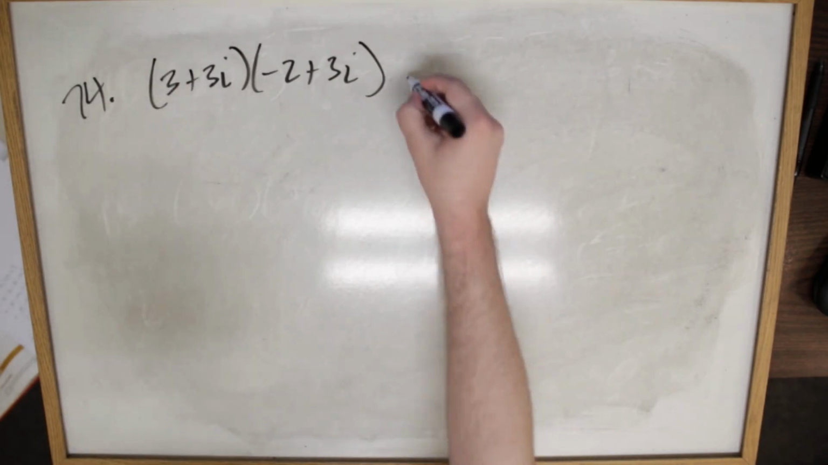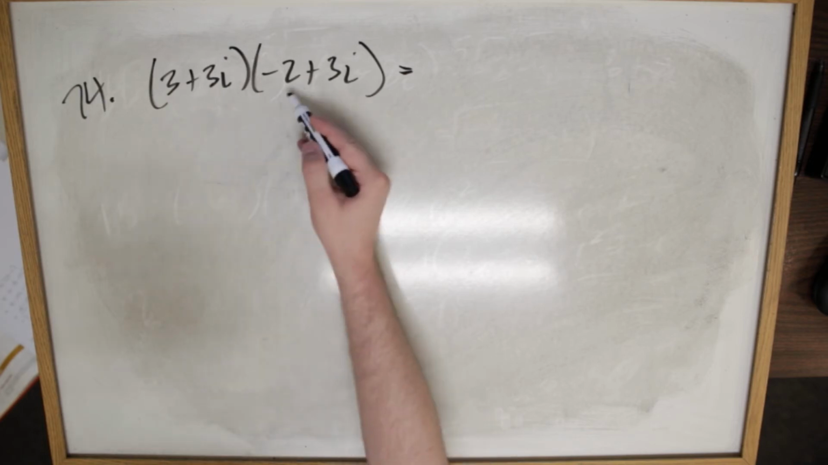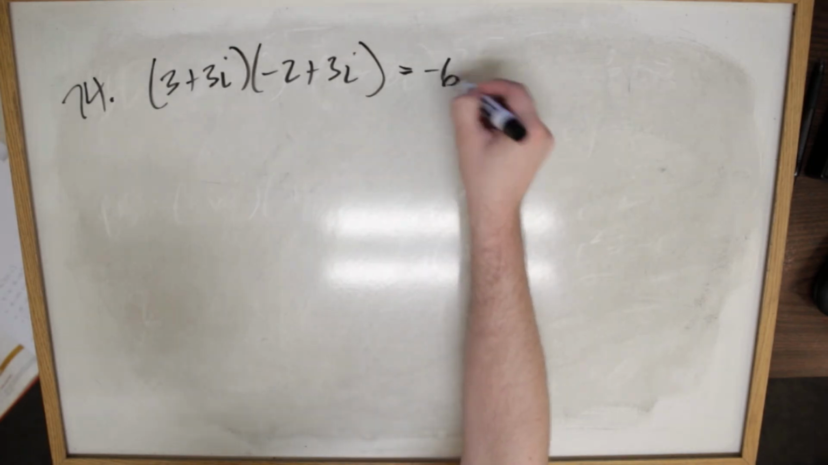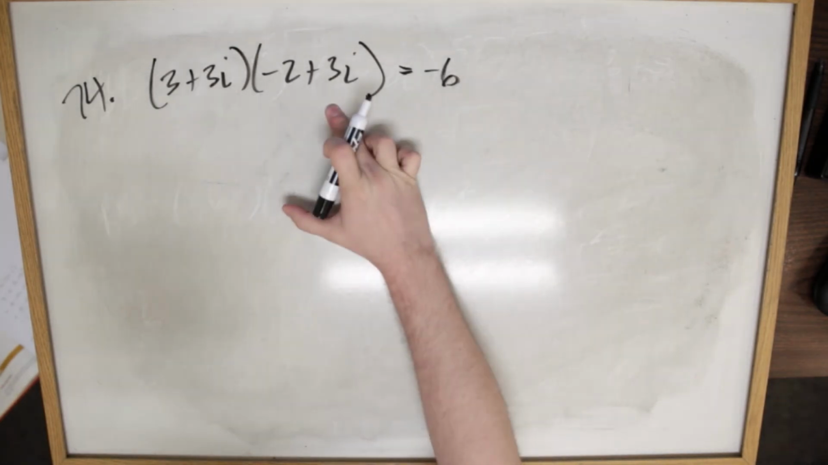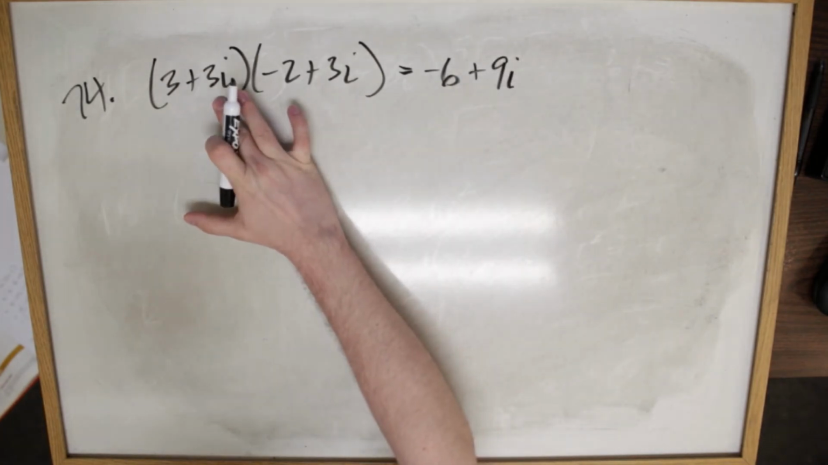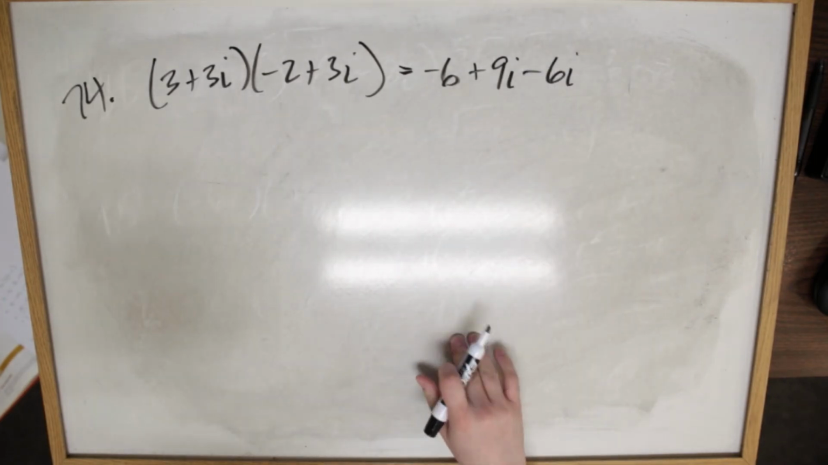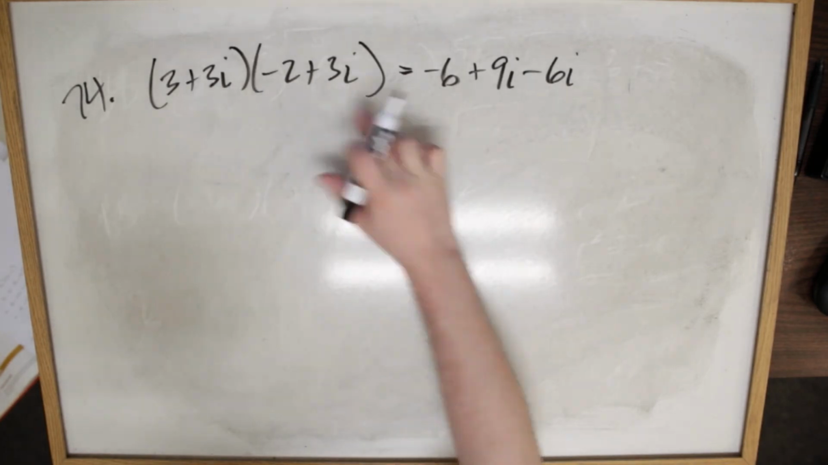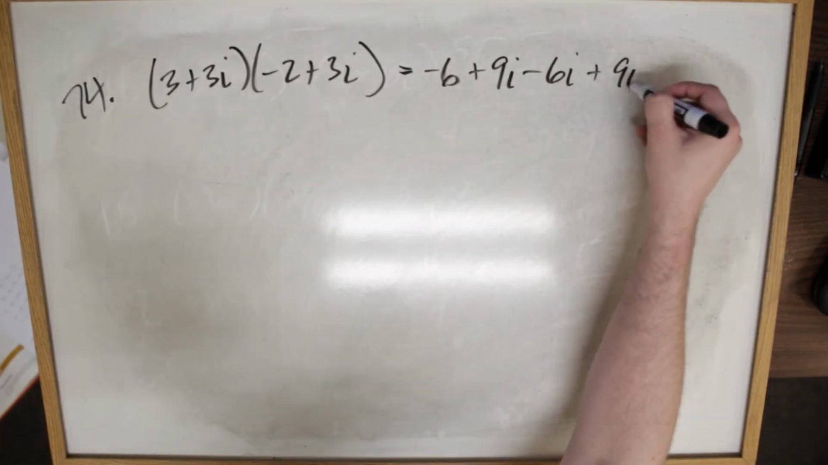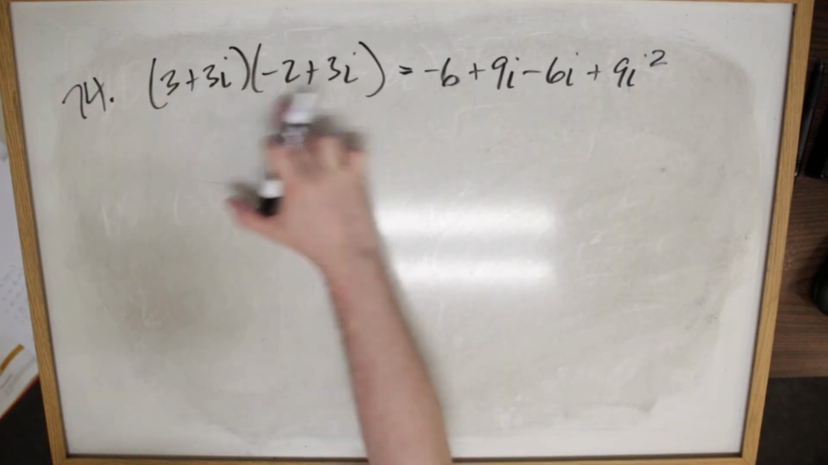So here, we're going to FOIL just like we would with normal factors when multiplying them out. The first, 3 times minus 2, is going to be minus 6. Outside, 3 times 3i is going to be 9i. Inside, 3i times minus 2 is going to be a minus 6i. And then 3i times 3i is going to be plus 9i squared. Okay? Don't forget you need to multiply the 3's and multiply the i's.